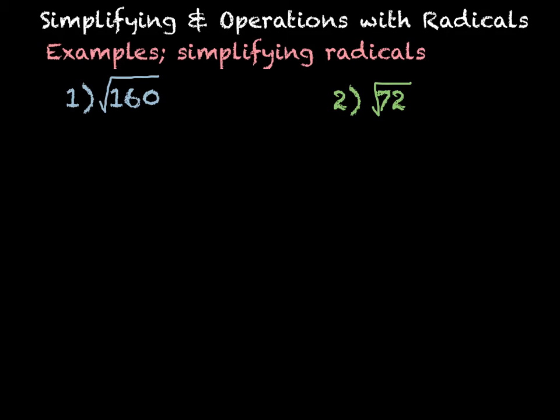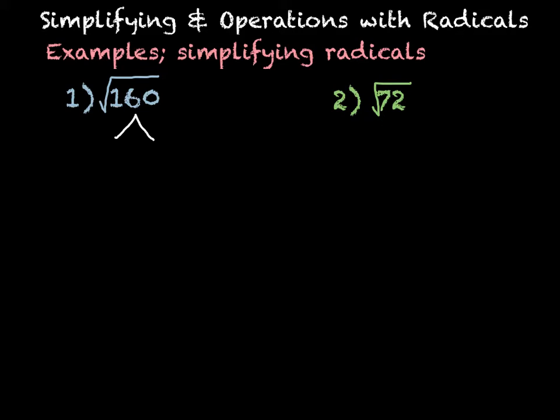Simplifying and operations with radicals. For these next examples, we're just going to simplify radical expressions. So what we have to do when we're simplifying is tree out our square roots. When I do that, I'm going to be looking for perfect squares.